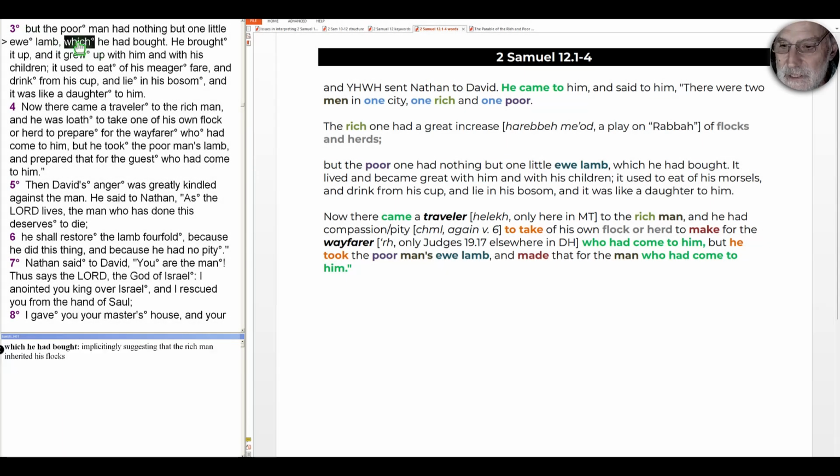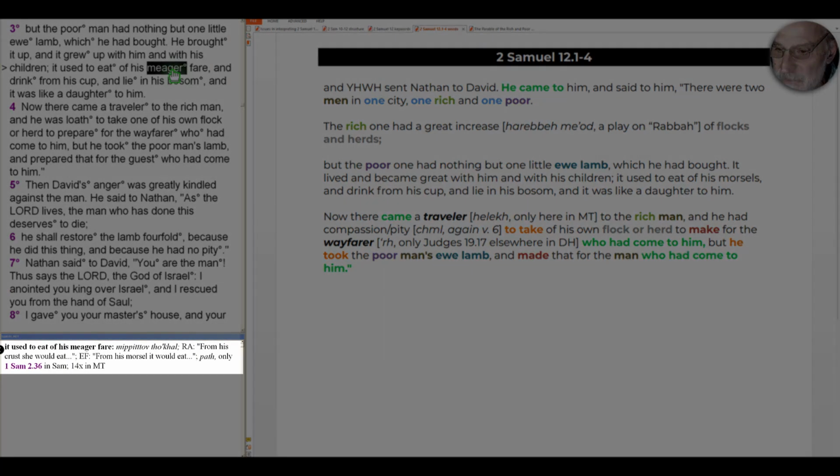He had bought the sheep, which implicitly suggests the rich man had inherited his flocks, that he had not bought them, but they were already his. And he brought it up here, but the literal is over here. It lived and became great with him and his children. And the "grew up with him" is misleading here. It's not that he and the family grew up together. The ewe lamb grew up with him and his children. And then we hear something really strange. It ate of his meager fare, but as some people suggest, a crust. Robert Alter suggests from the crust he would eat.